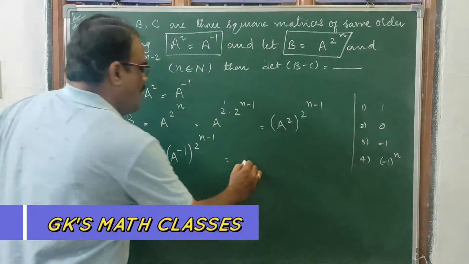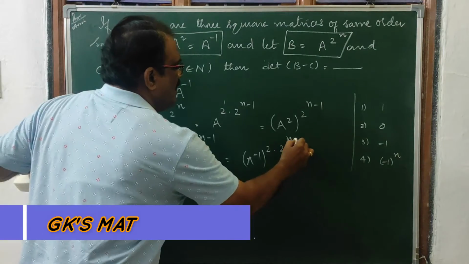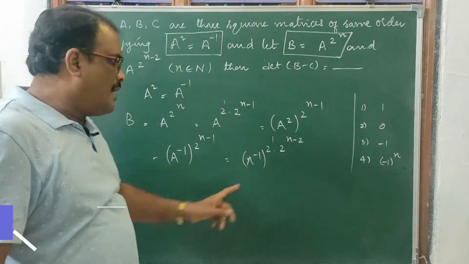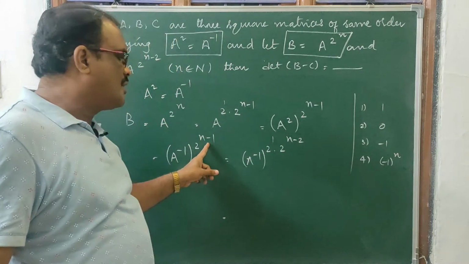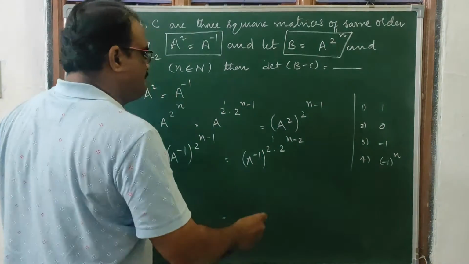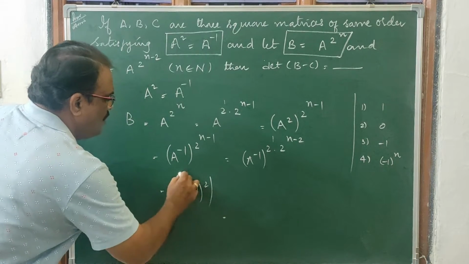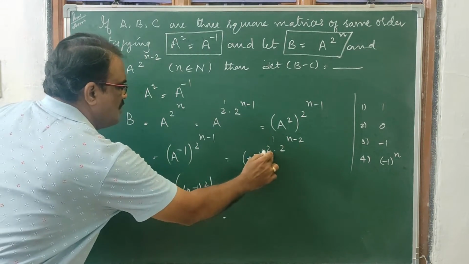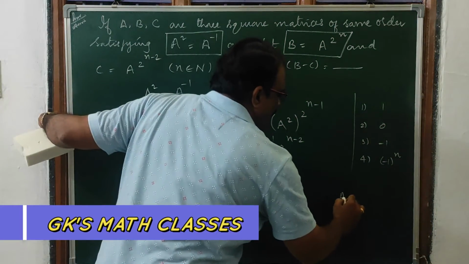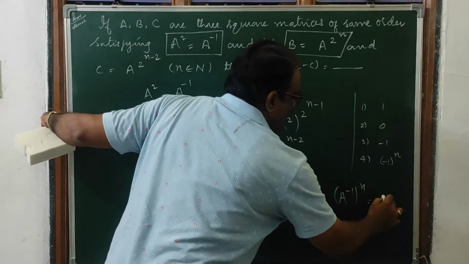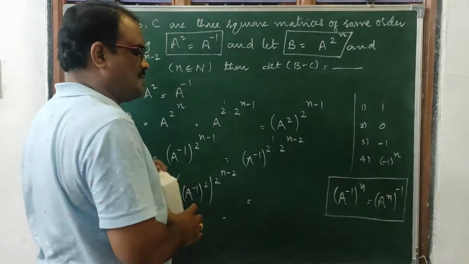Okay, now A inverse whole square 2 power n minus 2 I write, because again A power m into A power n is equal to A power m plus n, you get 2 power n minus 1. It's not a problem. And A inverse whole square whole power 2 power n minus 2. We have with us the formula A inverse whole power n is equal to A power n whole inverse. Why? This is the question.